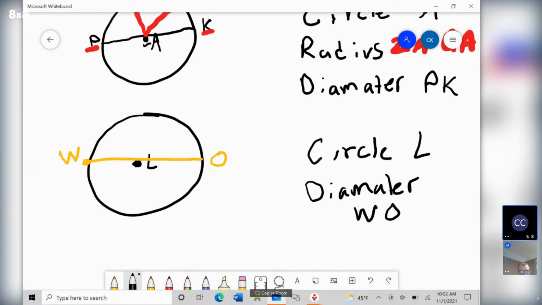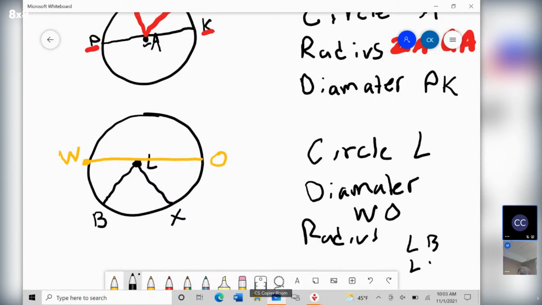And remember the radius is going to be half of the diameter. So we could have a couple points. We'll put X, and then we'll put B. So in this case, the radius would be LB and also LX.